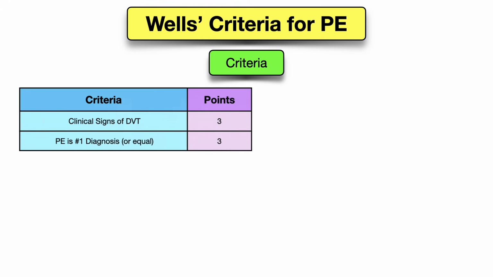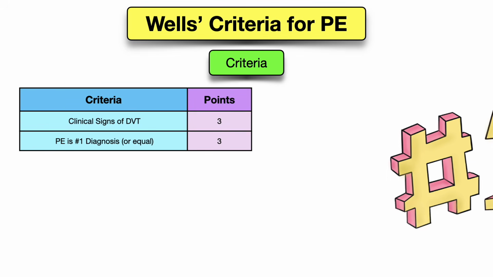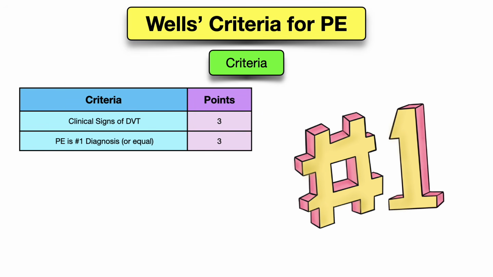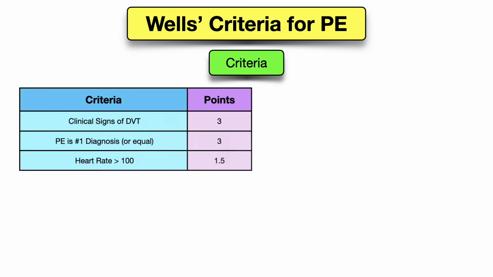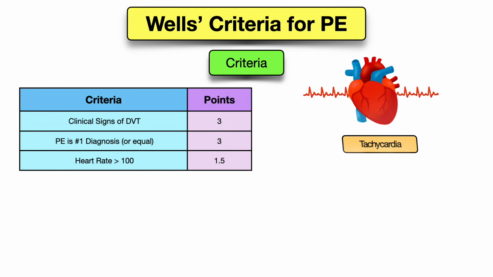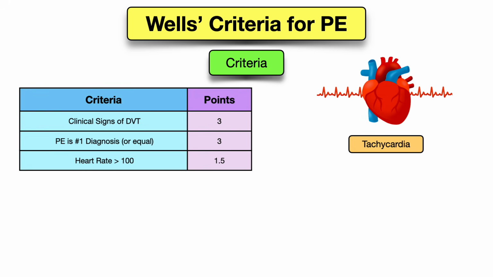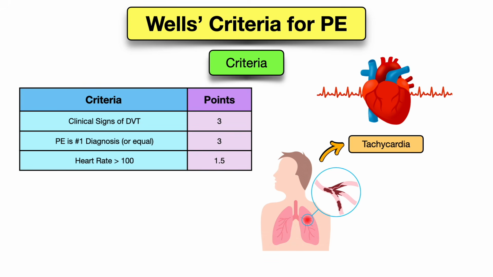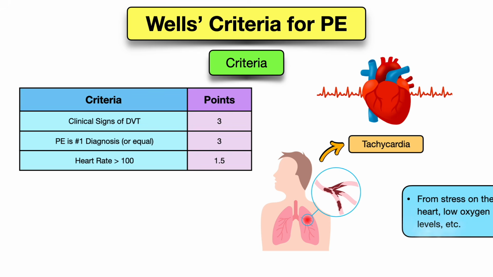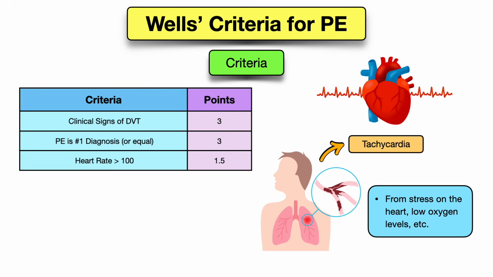Next, we have PE as the number one diagnosis or equal. If a PE is at the top of your diagnostic list or tied for first, then 3 points are assigned. Next, we have heart rate greater than 100. If the patient has tachycardia, meaning a fast heart rate greater than 100, then 1.5 points are assigned. Remember, a PE is a blood clot or other substance blocking an artery in the lung. This will cause the heart to beat faster from stress on the heart, low oxygen levels, among other factors.